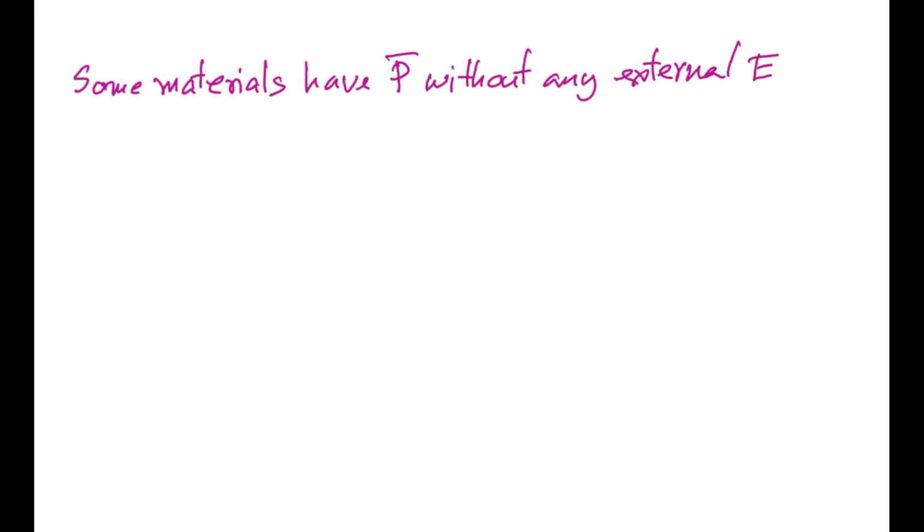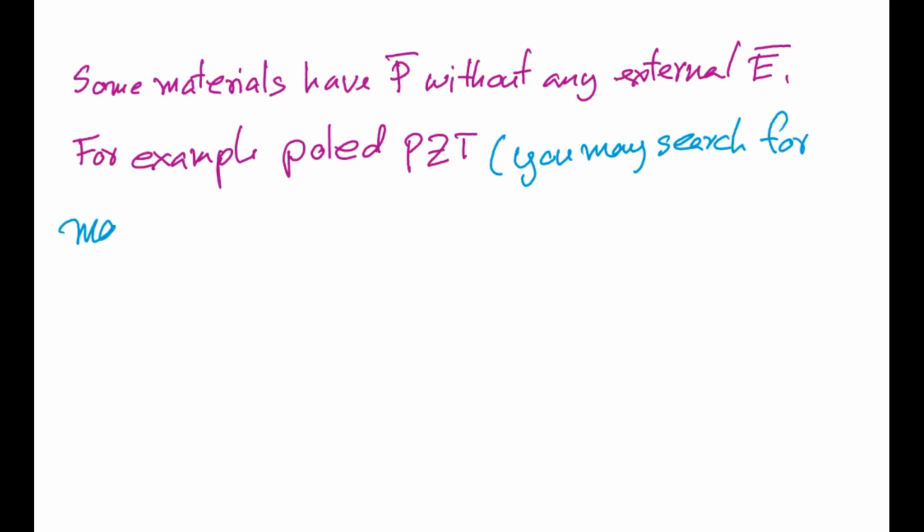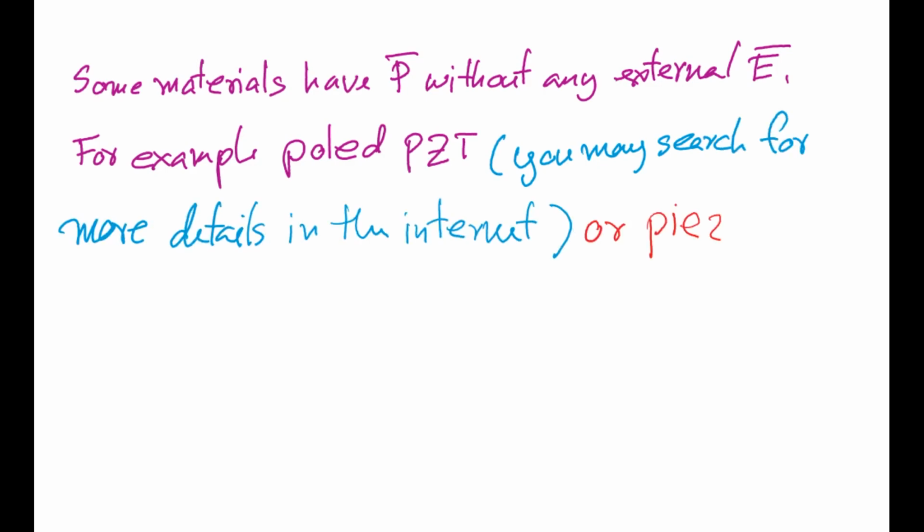Some materials have polarization without any external electric field. For example, a poled PZT or a piezo dielectric. You may search the internet for more details on what PZT is. There are many kinds of special dielectric materials that we might talk about later.